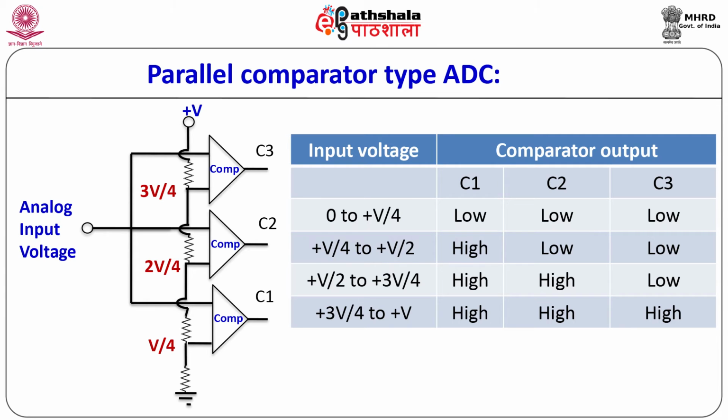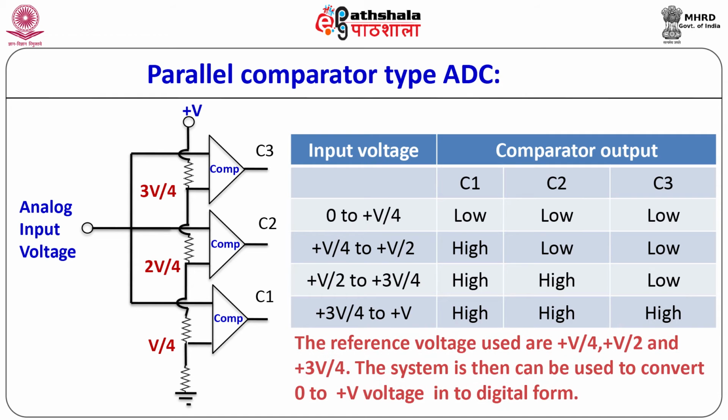Thus, for the figure shown, the reference voltages are plus V by 4, plus V by 2 and plus 3V by 4, and if this is the case, then this system can be used to convert an analog voltage in the range of 0 to plus V into digital form.